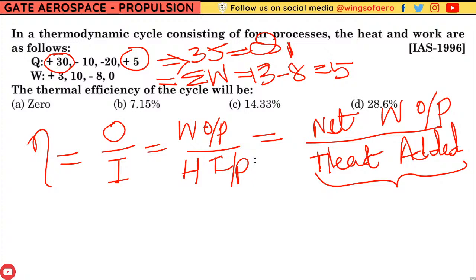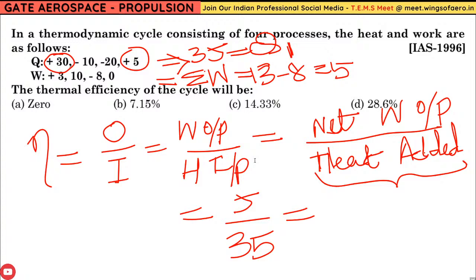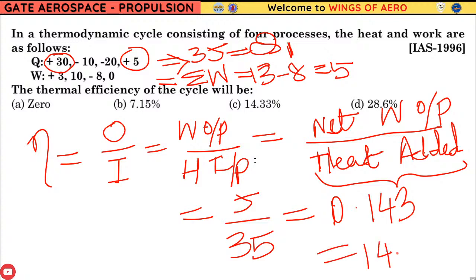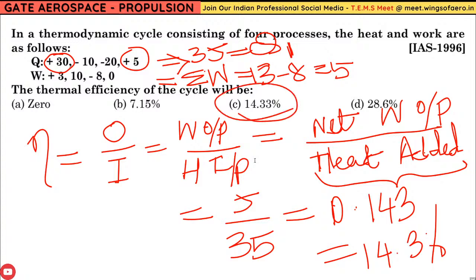Heat negative means heat is liberating. Here we have heat is added. So when you solve that problem, what do you get? 5 divided by 35. How much? 14.28, ma'am. 14.33. Yes, that means you get 0.1433 something. When we convert to percentage, we get 14 something. So C is the right answer.